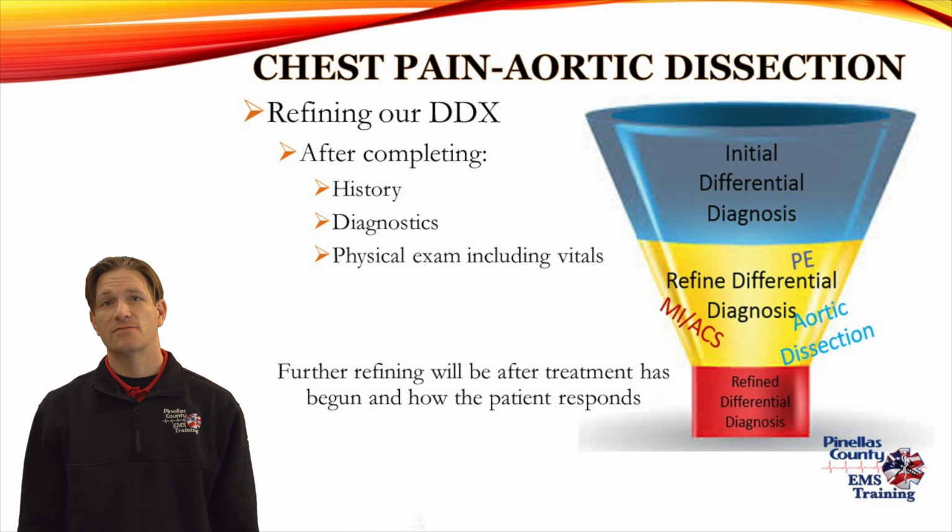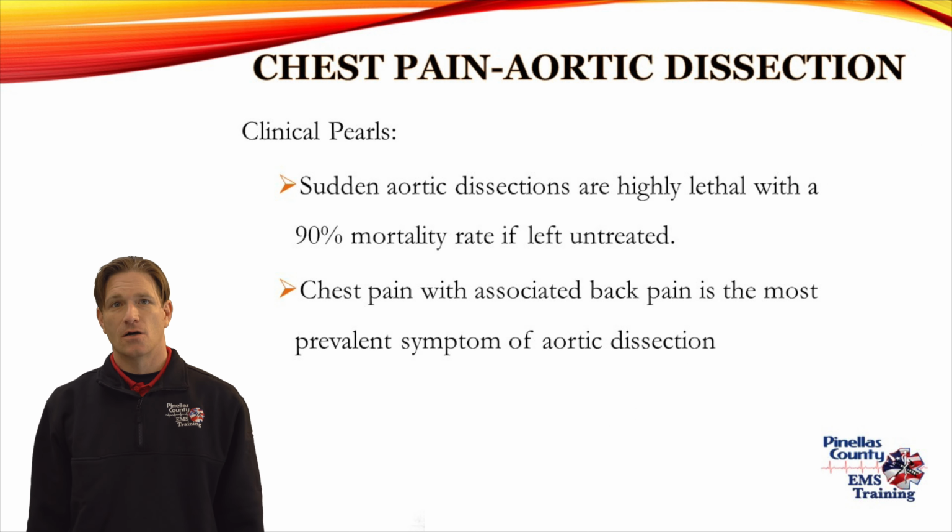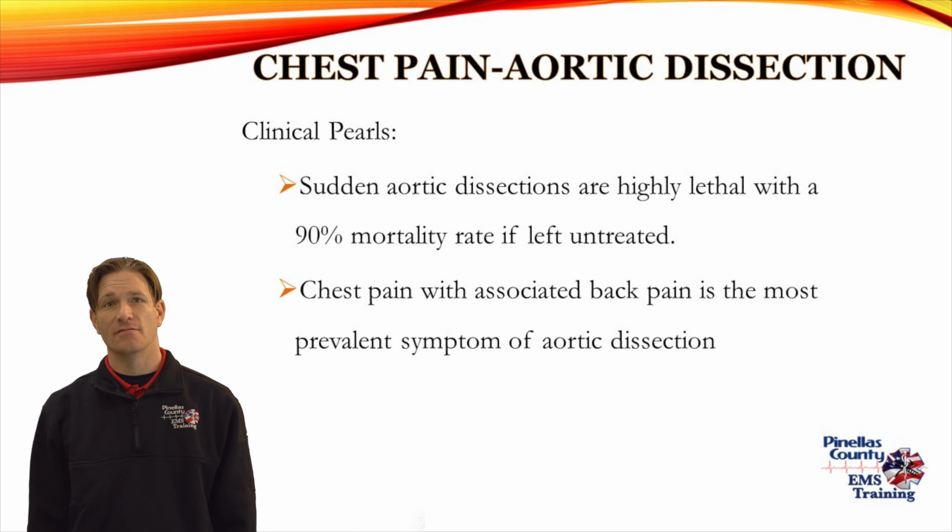Remember that your initial differential diagnosis is based on your first impression of the patient's complaint. Refining the differential diagnosis and the possibilities is based on further history and assessment. Further refining is based on the patient response to your treatment. Sudden aortic dissections are highly lethal with a 90% mortality rate if left untreated. Chest pain with associated back pain is the most prevalent symptom of aortic dissection.